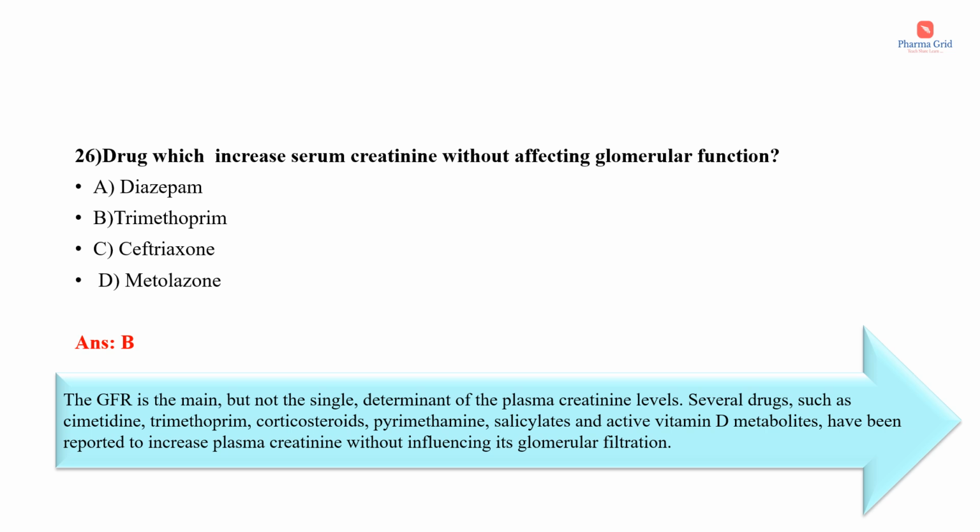The glomerular filtration rate is the main but not the single determinant of the plasma creatinine levels. Several drugs such as cimetidine, trimethoprim, corticosteroids, pyrimethamine, salicylates and active vitamin D metabolites have been reported to increase plasma creatinine without influencing its glomerular filtration.